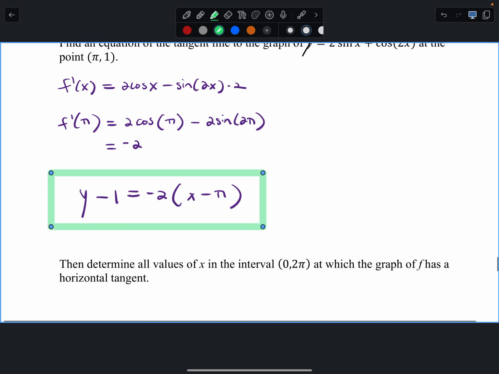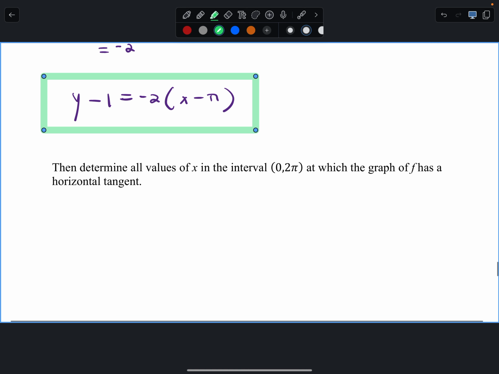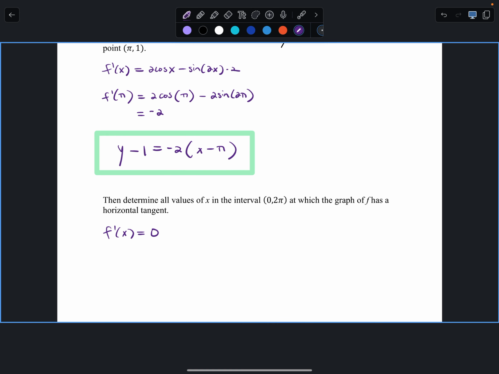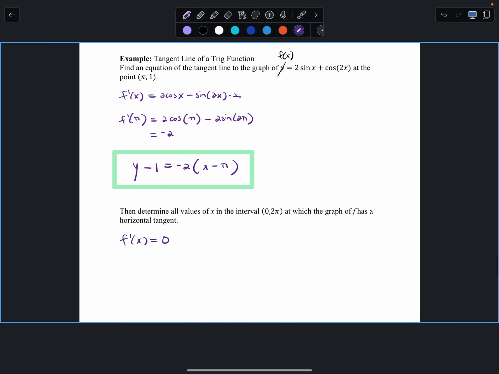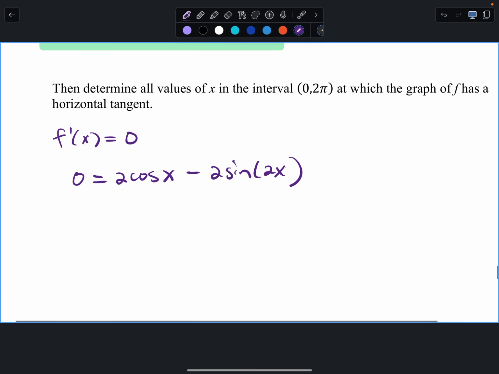That's what I'm saying, it's cooked, bro. This is cooked. y minus 1 equals x minus pi, times negative 2. Great.